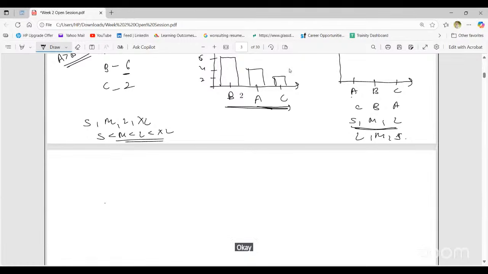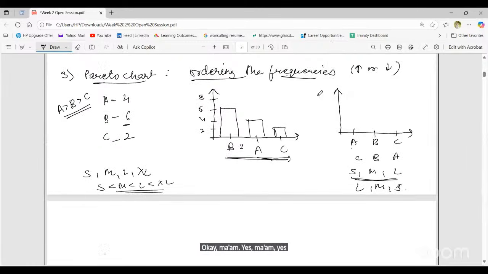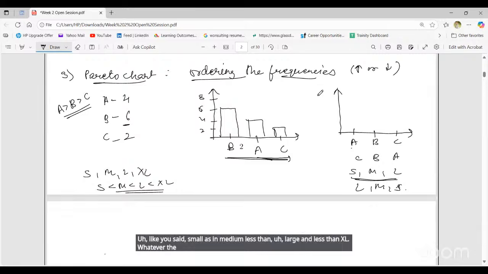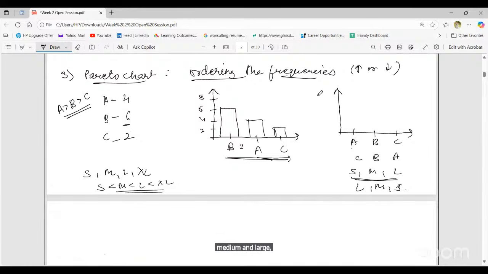Ma'am, given that, like you said, small is less than medium, less than large, and less than XL, whatever the frequencies with respect to these values, the order should be maintained in this order: small, medium, and large, or large, medium, or small, like that. So it doesn't matter if S is greater than M in terms of frequency. Yeah, it doesn't matter.